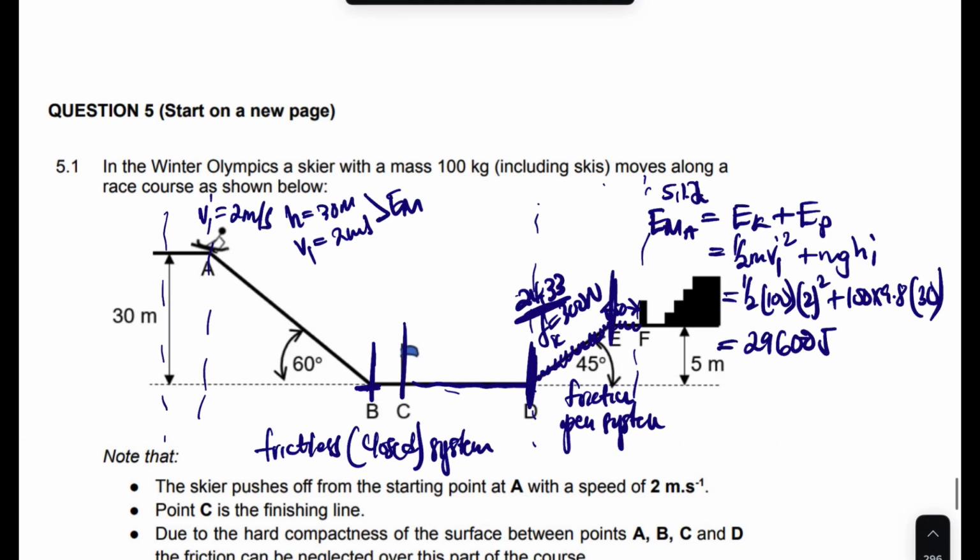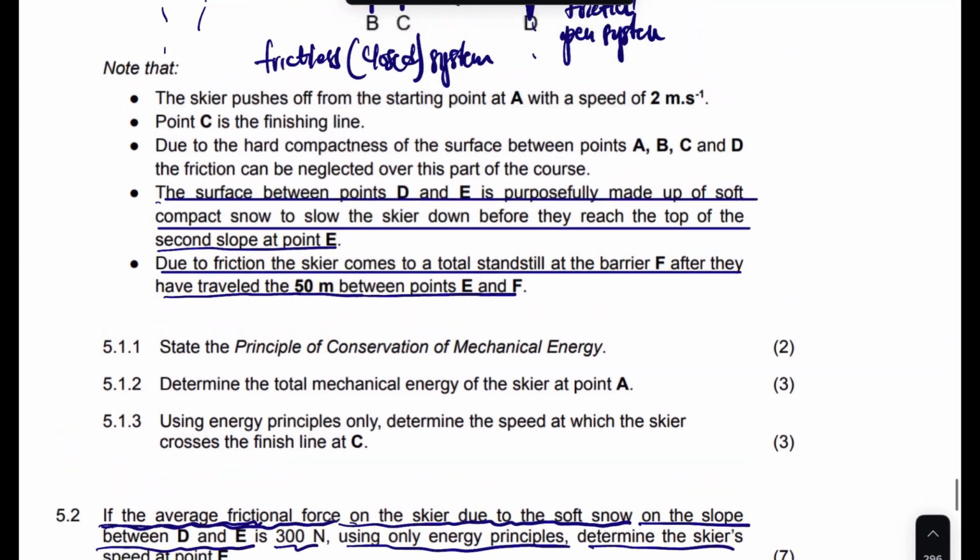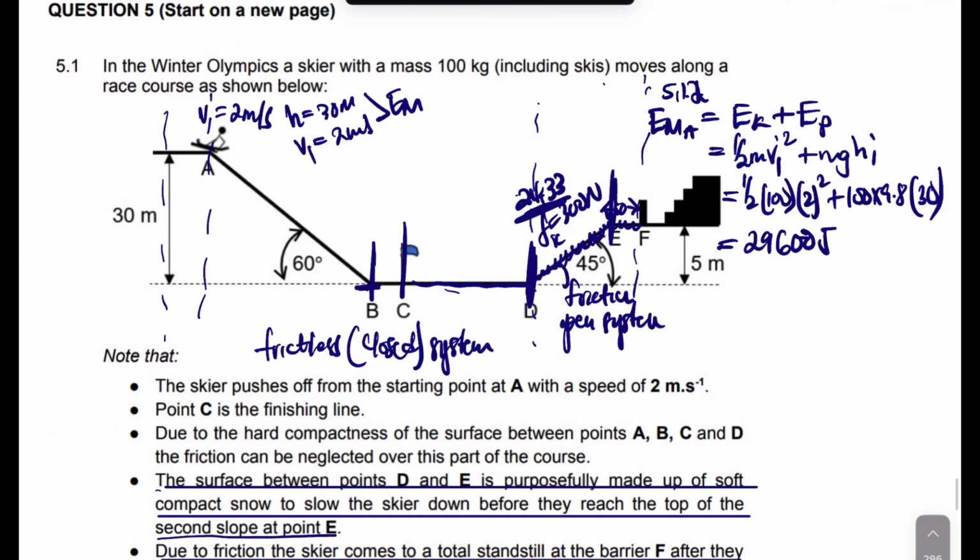What are the forces that are acting? It's very important to ask yourself. The forces acting here are friction and Fg parallel, right? But we don't have the displacement. We do have the height, which is 5. We don't have the displacement, so we can work that out first. We can say sine 45, which is the opposite.